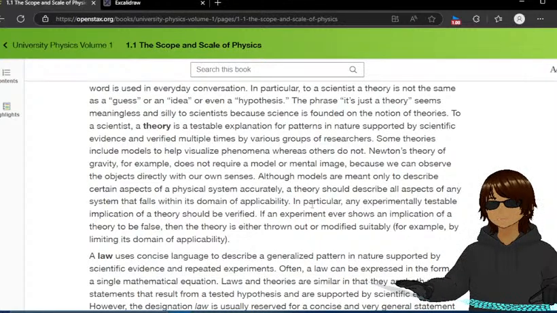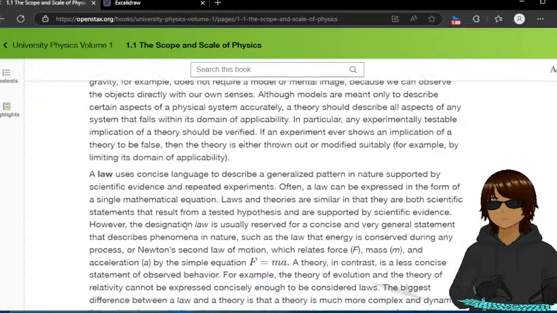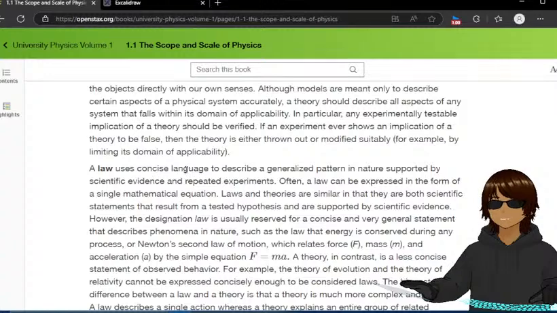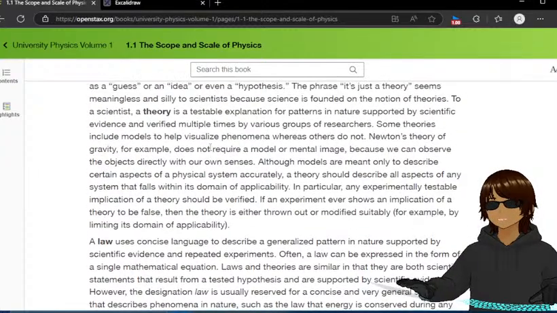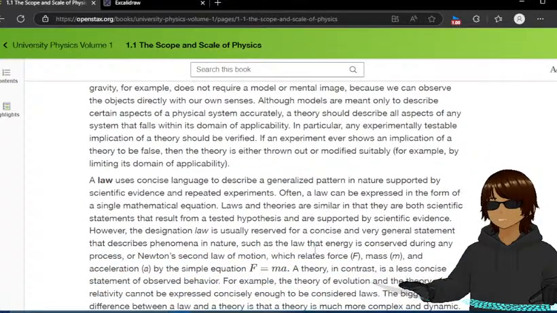In particular, any experimentally testable implication of a theory should be verified. If an experiment ever shows an implication of a theory to be false, then the theory is either thrown out or modified suitably. A law uses concise language to describe a generalized pattern in nature supported by scientific evidence and repeated experiments. So, a theory is an explanation, a law is a pattern, a generalized pattern.